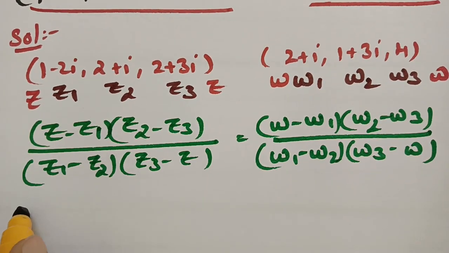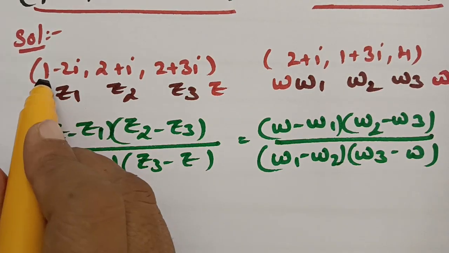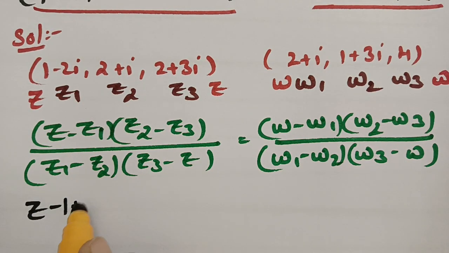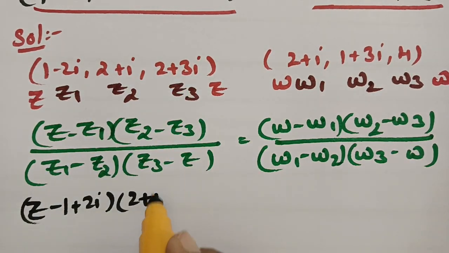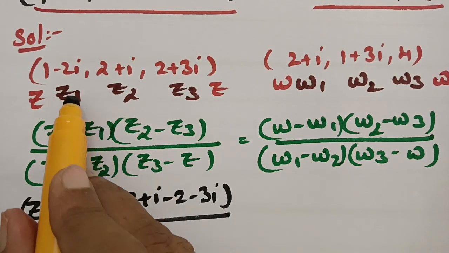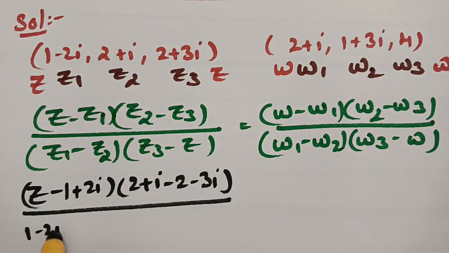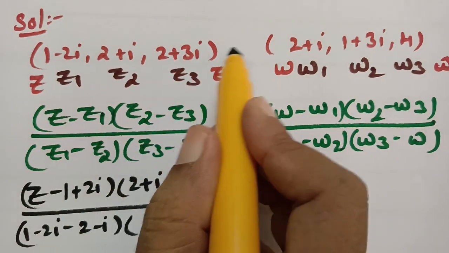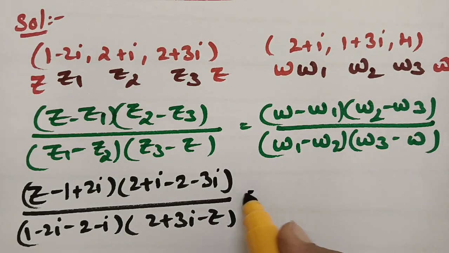So Z is ready here. This is Z minus, what is Z1 here? We have to multiply with minus, so this is minus 1 plus 2i, and next Z2, this is 2 plus i. If I multiply with minus, this is minus 2 minus i, divided by Z1 minus Z2. See here, Z1 minus Z2, that is 1 minus 2i minus 2 minus i. And the next one, Z3 minus Z: this is 2 plus 3i minus Z. Clear?